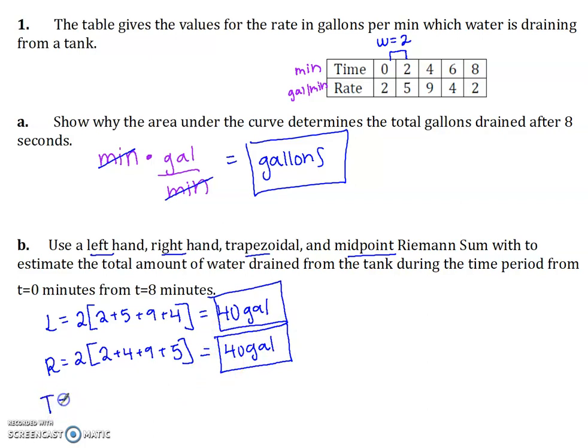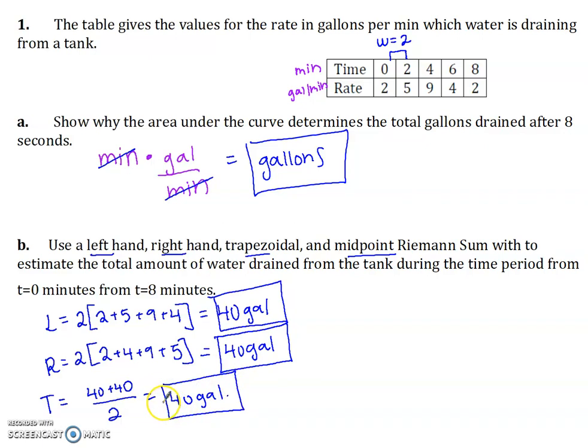Then for the trapezoid, once you've found the left and the right, just add them together. And if they didn't ask me for the left and the right, I would find them, add them together, and divide by 2 to get the trapezoidal approximation.